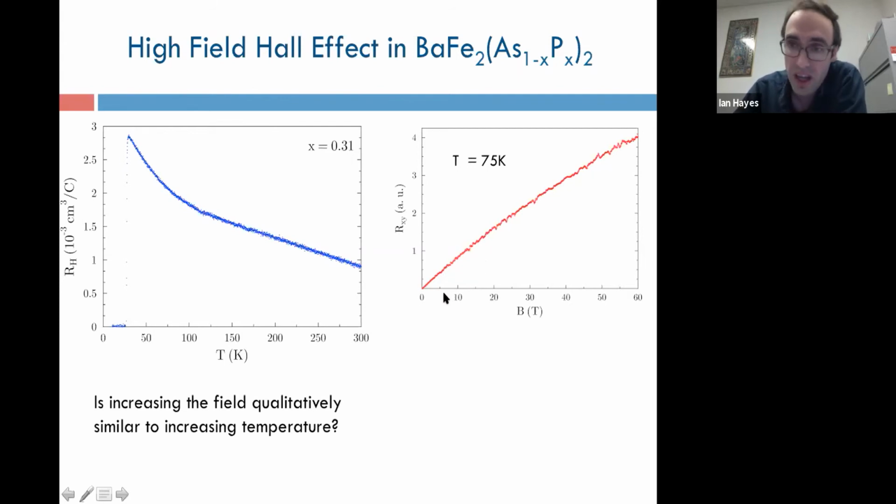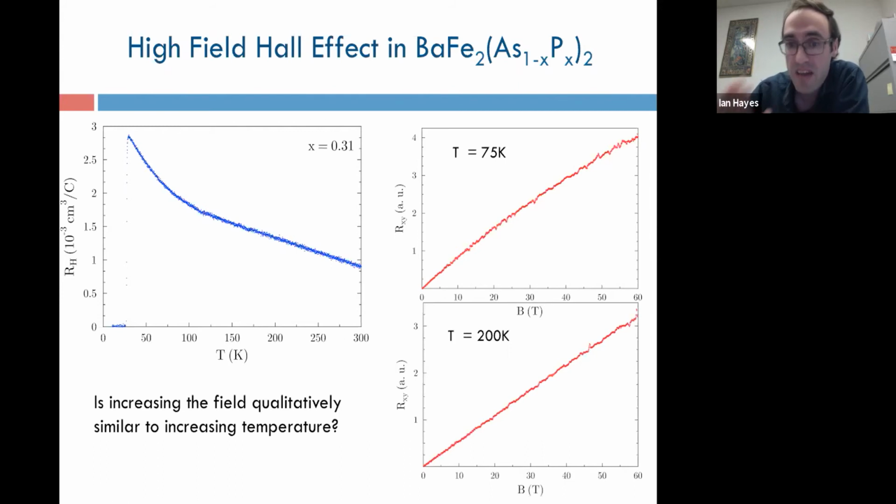So if you were to define an effective Hall coefficient at each field, that's RXY over H, say, then you would see it's decreasing with field, qualitatively similar to what happens when you increase temperature. And furthermore, this only happens within this low-temperature upturn region. If you go up to 200 Kelvin, you get a very straight RXY all the way up to 60 Tesla.